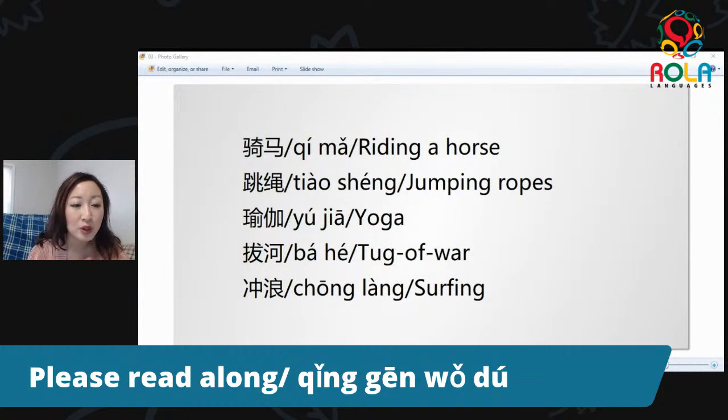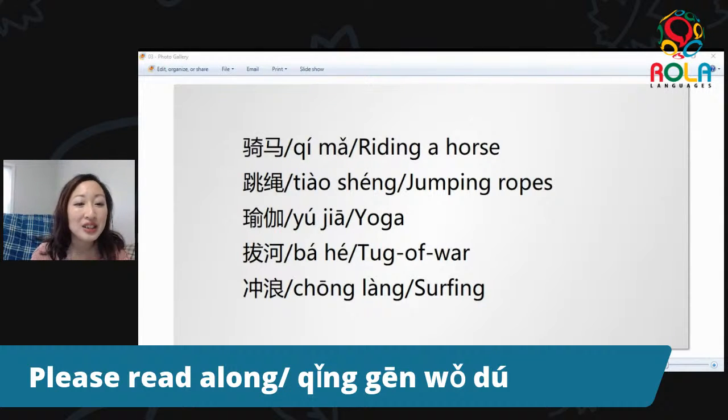If you can still remember the last one on the last page, it is 骑自行车, right? 骑 is a verb. It means to ride. So what is 骑马? As you can see, 马 we've learned when we were learning about the 12 zodiac animals in Chinese culture. So 马 is a horse. 骑马 means riding a horse.